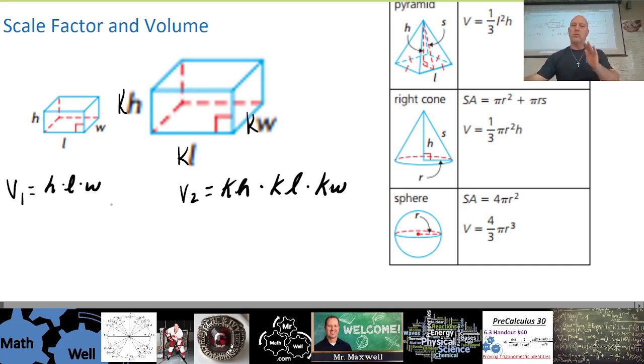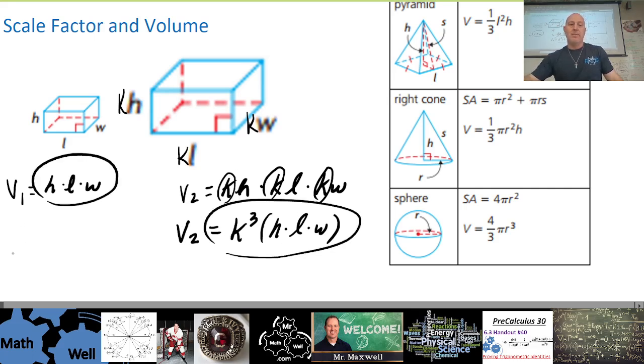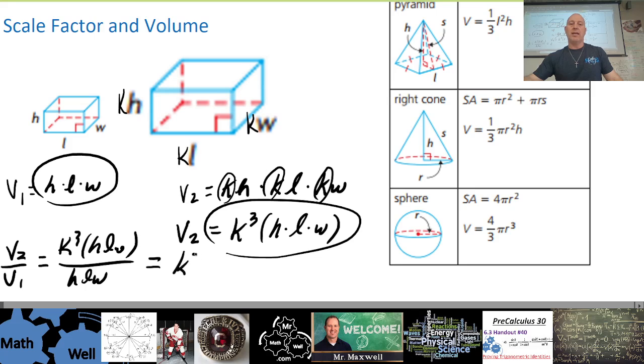And similar to the area example I just did, for the volume, you actually have K times itself 3 times. So that's actually K cubed times H times L times W. And so here's how the volumes are related. Volume 2 over volume 1 is actually K cubed times HLW divided by HLW. Or the ratio of volumes is related by the cube of the scale factor. All right?